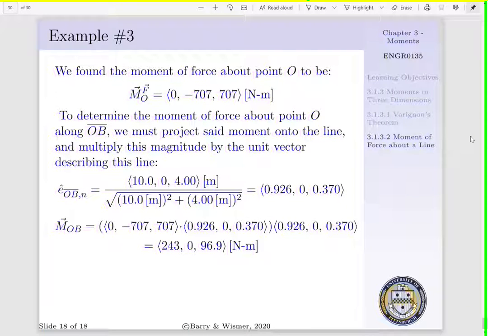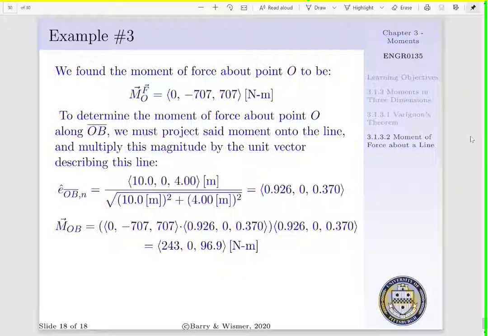Our moment of force along line OB is going to be given as our moment of force about point O, dotted with our unit vector describing line OB. So we'd have 0, minus 707, and 707, dotted with 0.926, 0, and 0.370. We first have to execute this operation. In doing such, we'd have 0 times 0.926, plus 0 times minus 707, plus 707 times 0.370. This is going to give us a scalar quantity of 262.